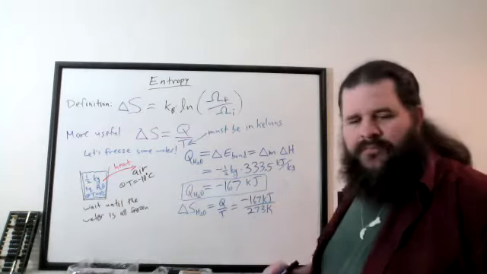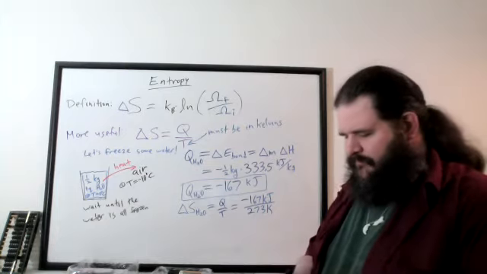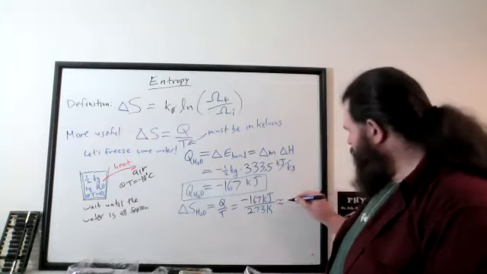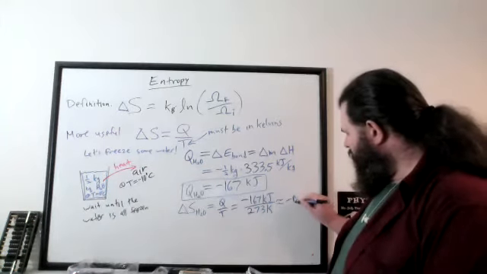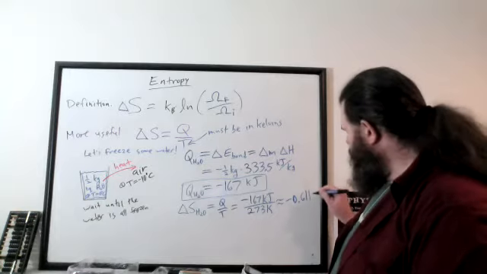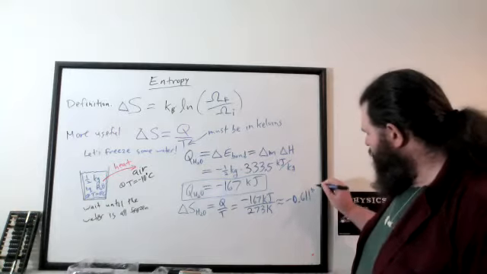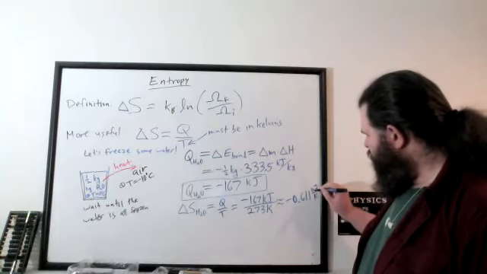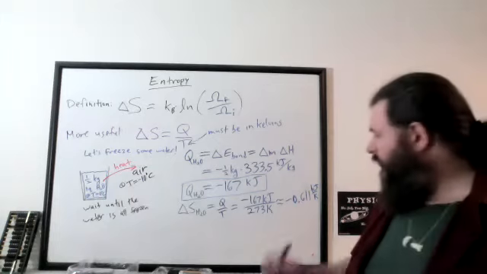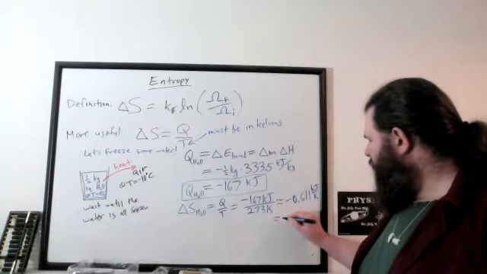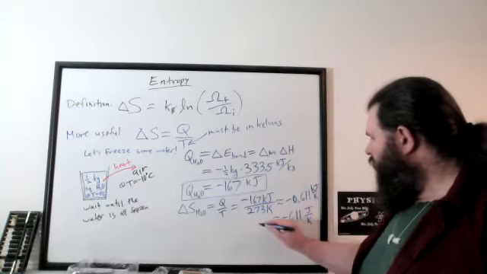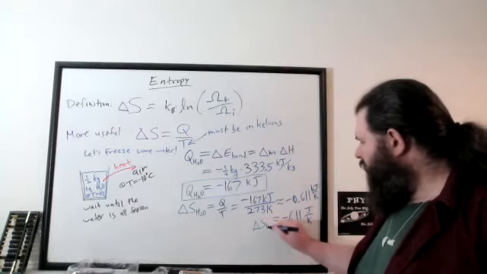273 kelvins. Divide those, and I'm getting about negative 0.611 kilojoules per Kelvin. Since that's kilojoules, we could also multiply by 1,000 to make it joules. So about negative 611 joules per Kelvin. So that's delta entropy for the water.